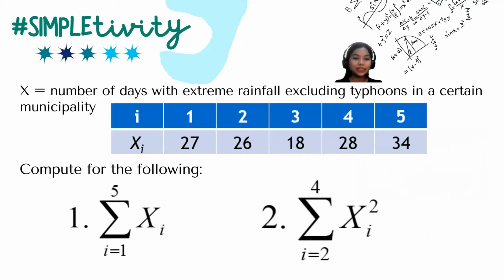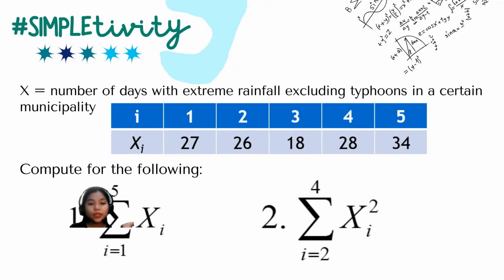Another example is, let x be the number of days with extreme rainfall excluding typhoons in a certain municipality here in our country. So we have x sub i, where i ranges from 1 to 5. So x sub 1 is 27, x sub 2 is 26, x sub 3 is 18, x sub 4 is 28, and x sub 5 is 34.